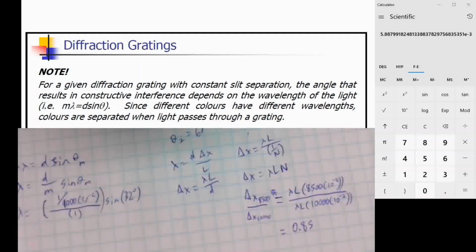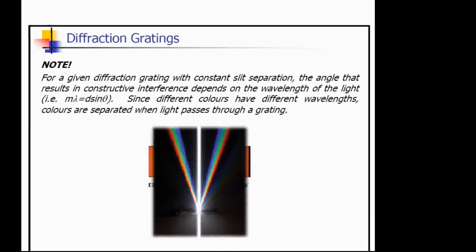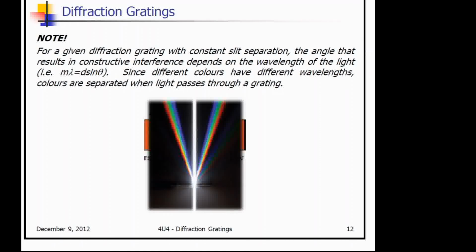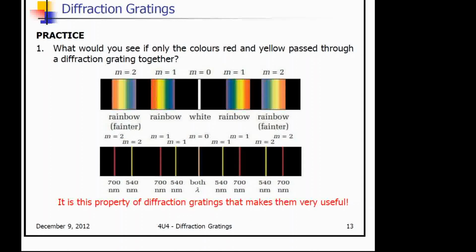Okay, we're going to move these out of the way so that we can go back to reading here. So it says, for a given diffraction grating with constant slit separation, the angle that results in constructive interference depends on the wavelength of the light. Since different colors have different wavelengths, colors are separated when light passes through a grating. So what would you see if only the colors red and yellow pass through the grating?